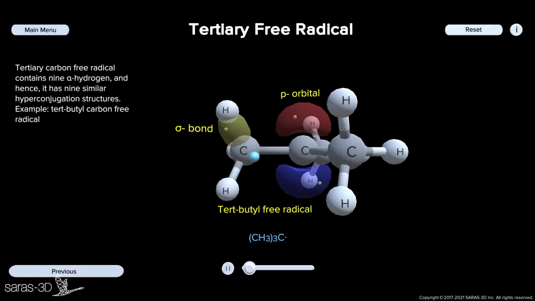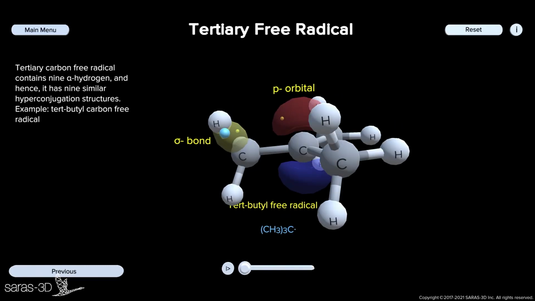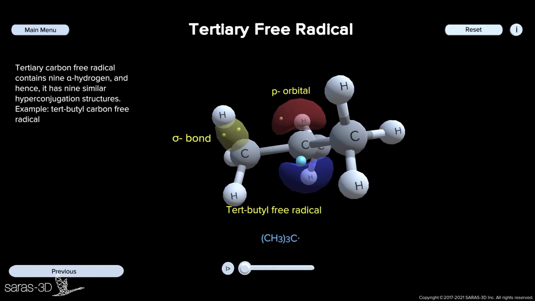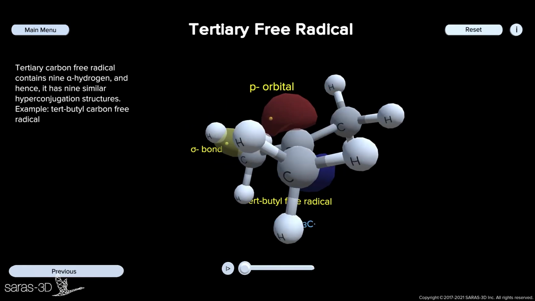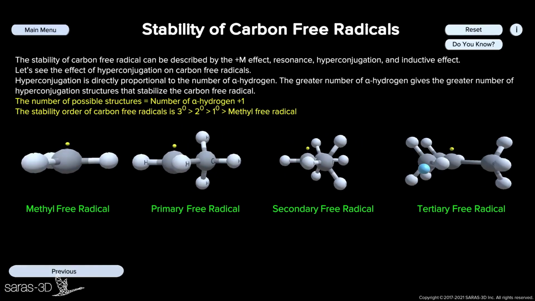Now if you look here, you can see that there is delocalization of electrons of this sigma CH bond with this p orbital of this carbon atom. Likewise, this delocalization of sigma electrons of CH bond of the alkyl group is going to take place into the p orbital here, and this is going to give us 9 similar hyperconjugation structures. So that is why tertiary free radical is the most stable, because it has got the greater number of alpha hydrogen, which is going to give us greater number of hyperconjugation structures that is going to stabilize this free radical maximum.